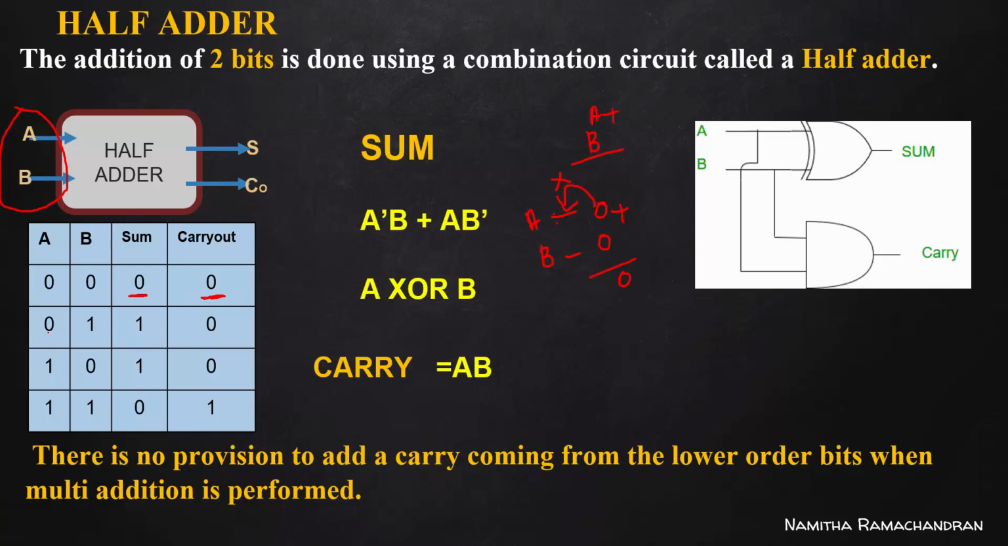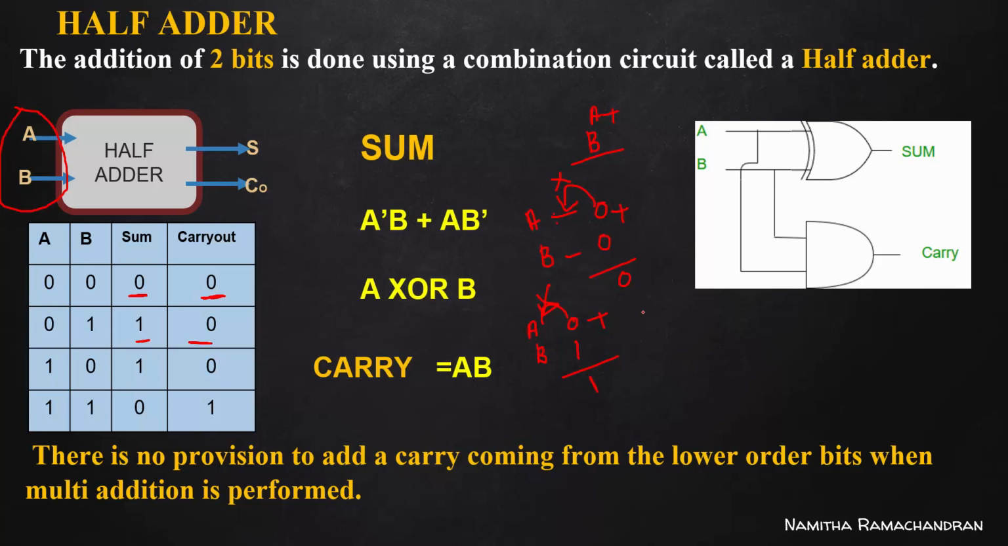Okay, next case, 0 plus 1. What is the meaning of that? Suppose here A is 0, B is 1. So while adding these 2 bits, 0 plus 1, we know that 0 plus 1 is 1. And is there any carry in this addition? No, it will not generate any carry to the next level. So the sum value is 1 and the carry out is 0.